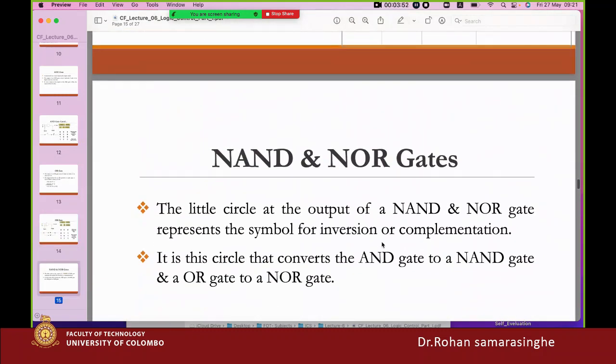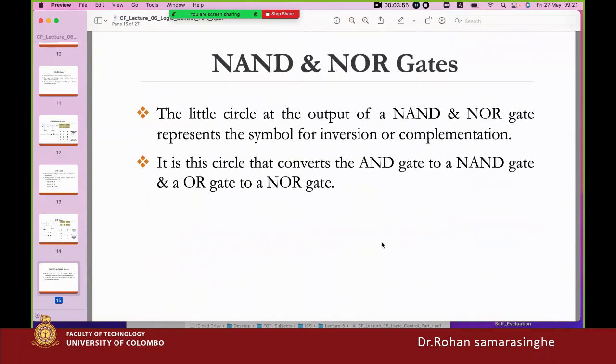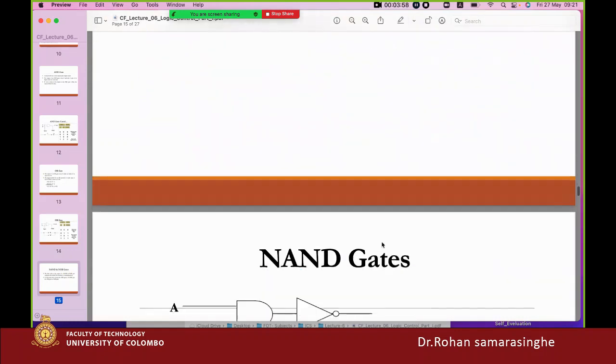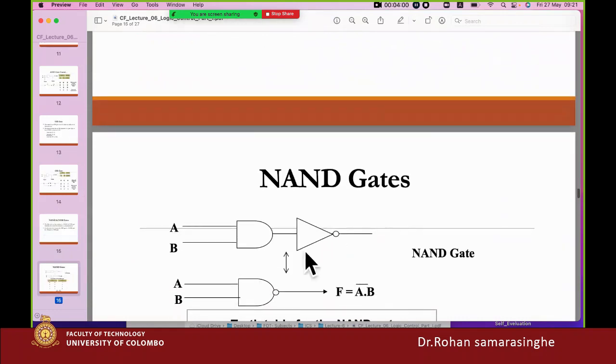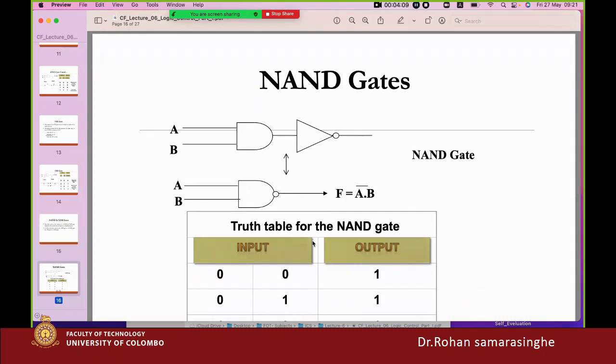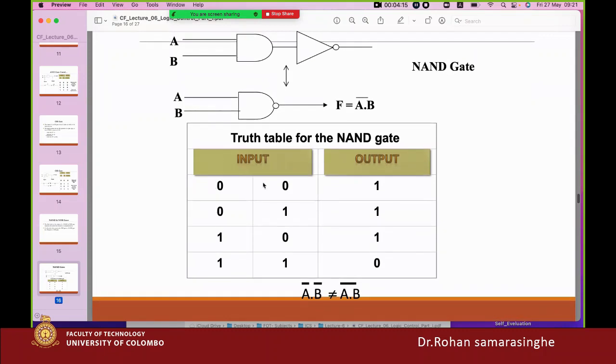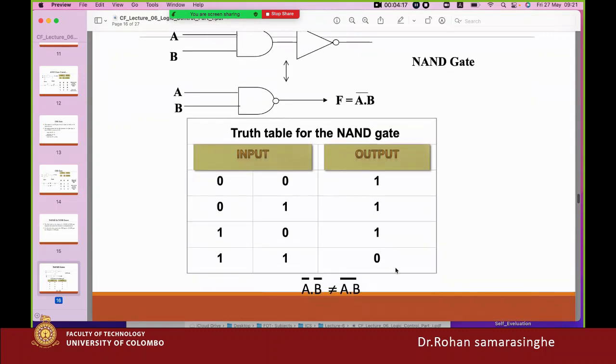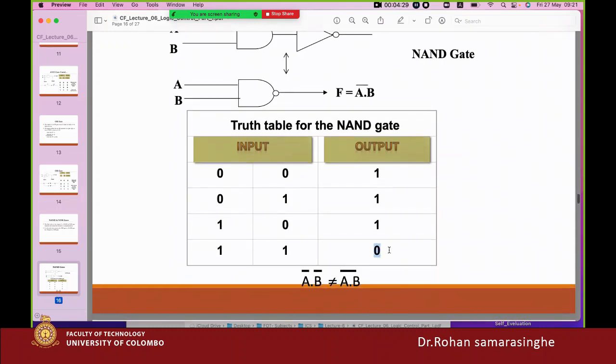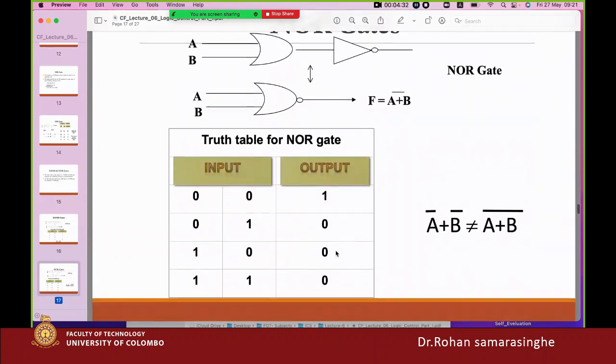So, the NAND and NOR gates. Consider that for the NAND gate, the output of the AND gate is going through a NOT gate. In such a case, you can see the output is like this. The earlier 0 value becomes 1 and the 1 value becomes 0. If both inputs are 0 or one input is 0, the output is 1. Otherwise, if both inputs are true, the output is 0.